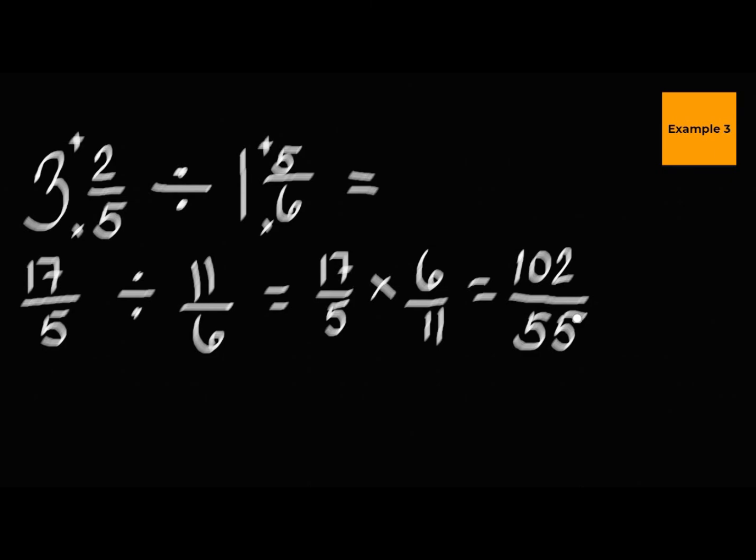How many 55s go into 102? There is only one 55 in 102. So we have 1. If we pull out 55 from 102, the remainder will be 47. And we will copy our denominator here, that is 55. So the quotient for 3 and 2/5 divided by 1 and 5/6 is 1 and 47 over 55.